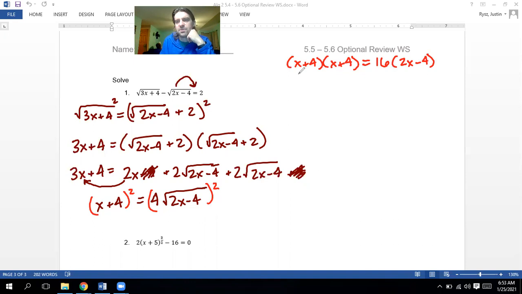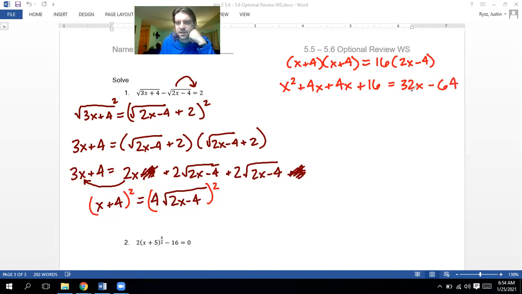All right, so let's distribute the x plus 4. X times x is x squared. X times 4 is 4x. 4 times x is 4x. 4 times 4 is 16. And then over here, when we distribute the 16, 16 times 2x is 32x. 16 times negative 4 is negative, let's see, would that be 64? Yeah.